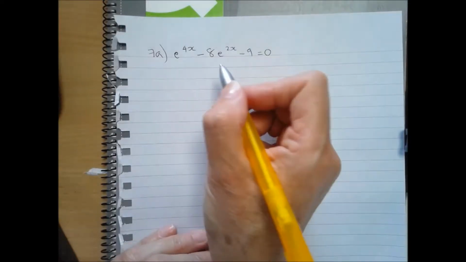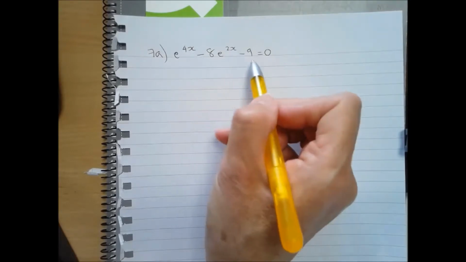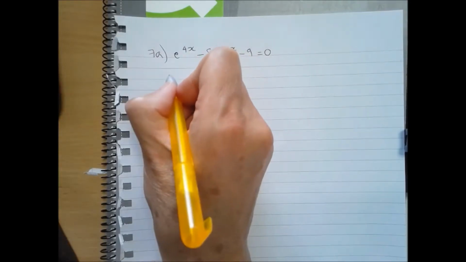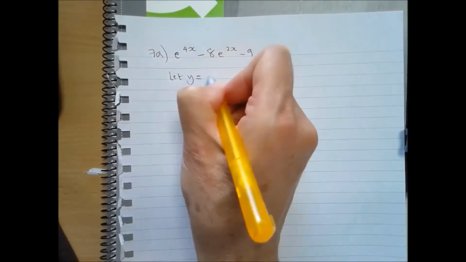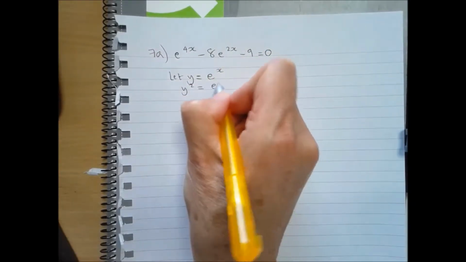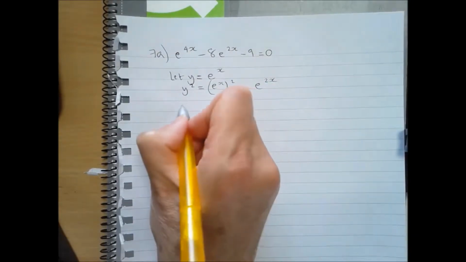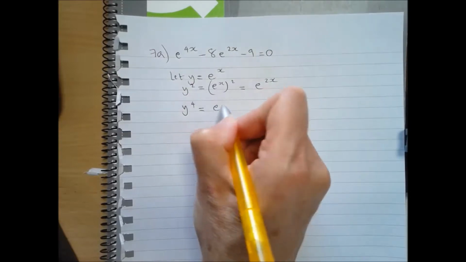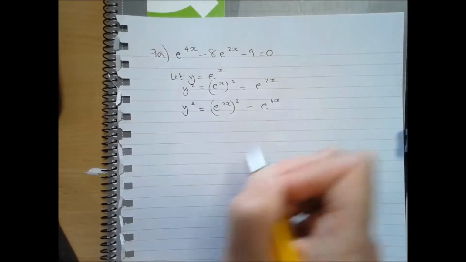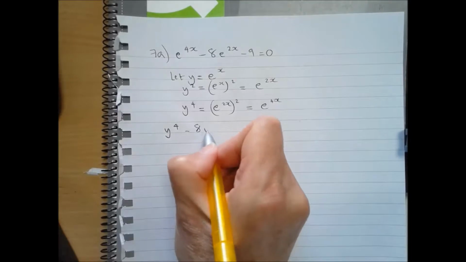Okay, so 7a. I've got an exponential equation here: e to the 4x minus 8e to the 2x minus 9 is 0. For the sake of convenience, I'm going to let y equal e to the x, meaning that y squared would be e to the x squared, which is the same as e to the 2x. Therefore y to the power of 4 will be e to the 2x squared, which would be e to the 4x. So I'm substituting those things, I'm getting a quartic: y to the 4 minus 8y squared minus 9 is 0.